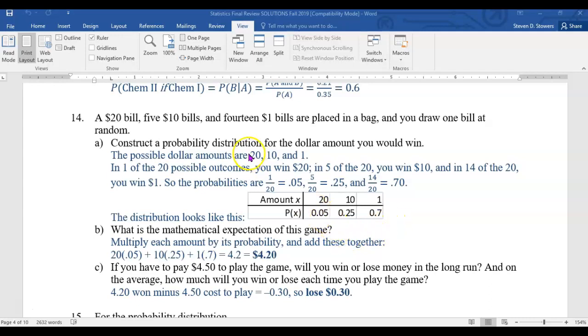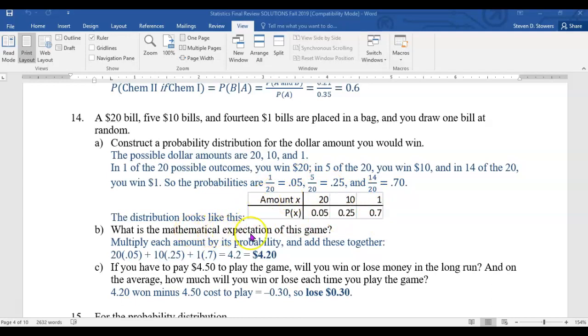So we have to figure out the probabilities. Notice there are 20 bills in all. There's 1 20, 5 10s, and 14 1s, so 20 in all. So there's 20 possible outcomes for pulling out one of those bills at random. And only one of those out of 20 is where you get the $20 bill, where you win $20. So the probability for that is 1 over 20 or 0.05. The probability of winning $10 is 5 over 20 or 0.25, and the probability of winning $1 is 14 over 20 or 0.70, and those do add up to 1. So there is the probability distribution.